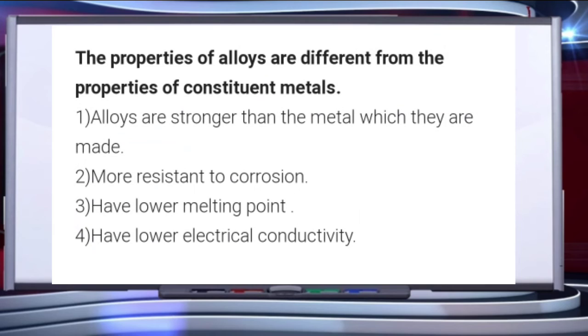Properties of alloys are different from the properties of its constituent metals. For example, alloys are stronger than the metal which they are made up of. They are more resistant to corrosion, they have lower melting point, they have lower electrical conductivity.